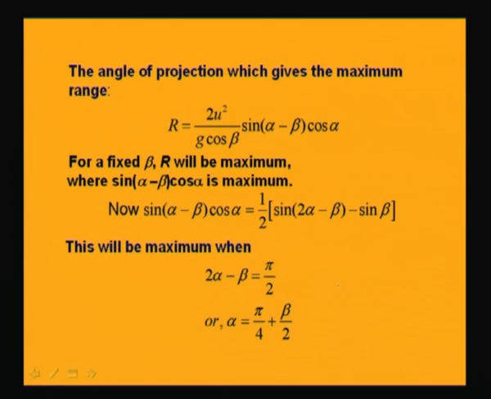If it is a horizontal surface, then β will be 0 and therefore α will come out to be π/4. Therefore, on a horizontal surface, the angle of projection is kept 45 degrees for getting the maximum range.